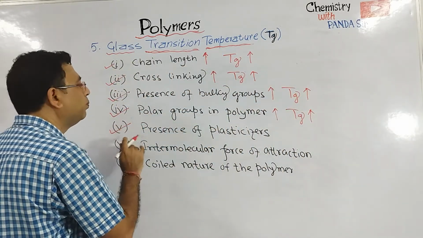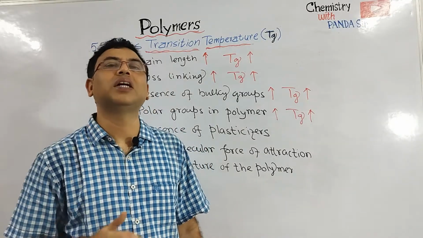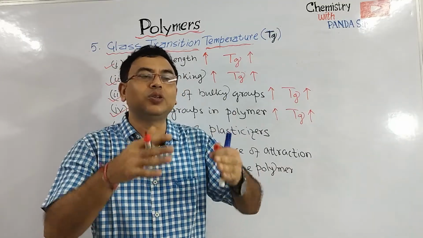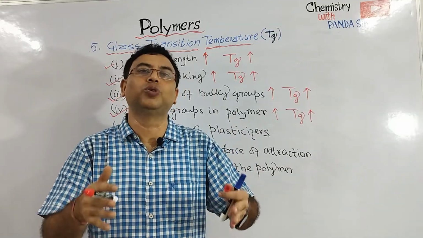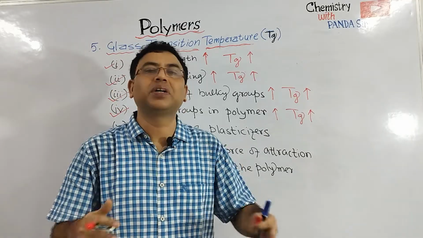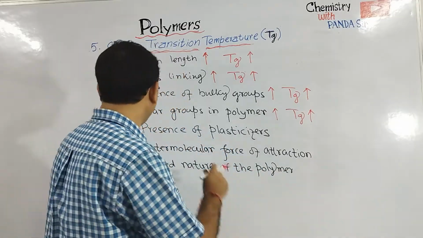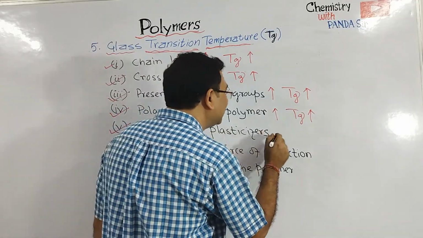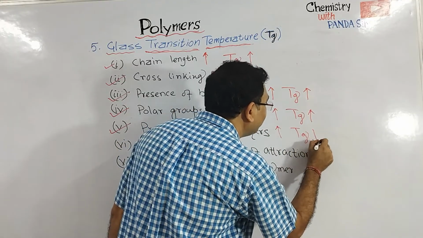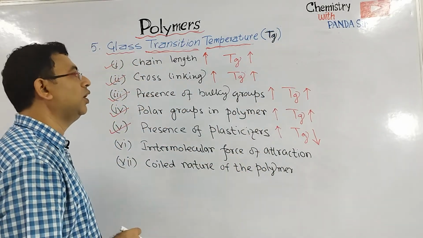Number 5, presence of plasticizer. I already discussed what a plasticizer is. Plasticizers are there to reduce the intermolecular force of attraction. Plasticizer will reduce the intermolecular force. It means the polymer chain can easily move. So with the presence of plasticizer, the glass transition value will decrease.